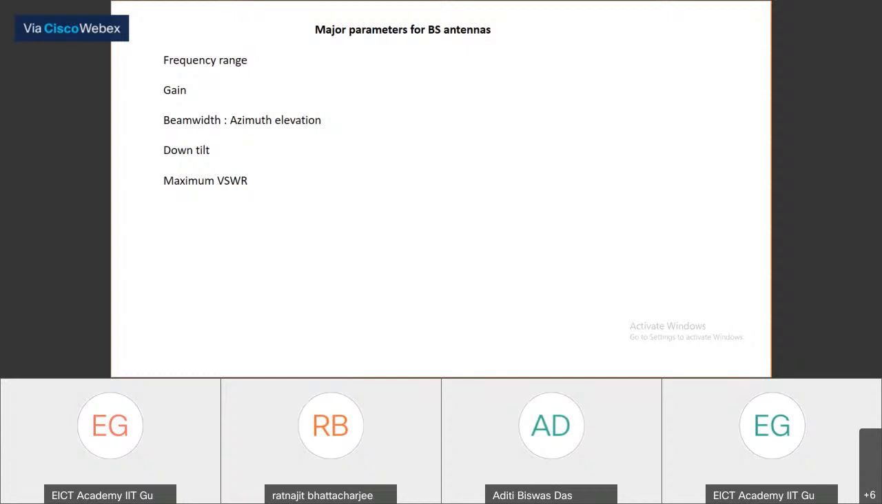So in that way, VSWR is a parameter which needs to be found out over the entire band of frequencies. That's why in any antenna design, we do the VSWR measurement over the band of frequencies, and we want it to be as flat as possible over the operating band.